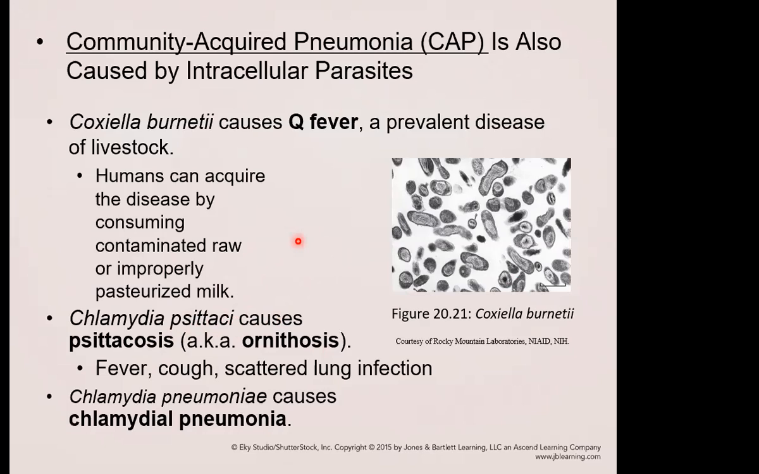And then we can also end up with a chlamydial pneumonia caused by Chlamydia pneumoniae. We also think that this organism might play a role in heart disease, atherosclerosis. So if it leaves the lungs and gets in the arteries, it can cause some inflammation there too.